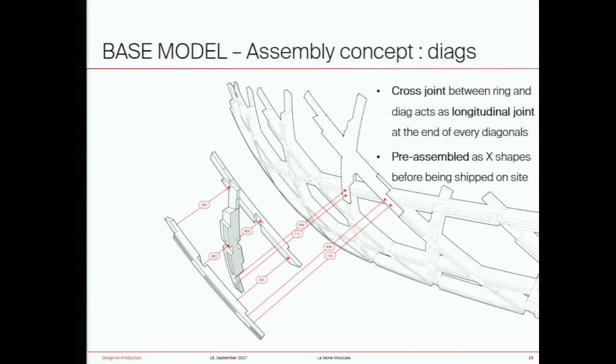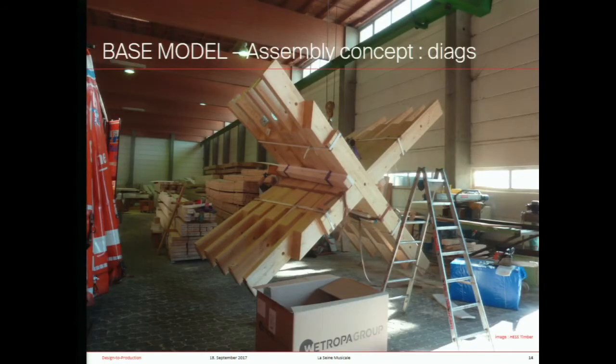So the diagonals are pre-assembled into X shapes before being shipped to the construction site. And they are mounted on the existing rings from the outside. And doing so, the crossing between the ring and diagonals also acts as a longitudinal joint at the end of every diagonal segment. Here you can see some of them before being shipped. And you can notice the chainsaw in the lower corner, which in this case is simply used as a luxury paperweight because there's no other need for it.